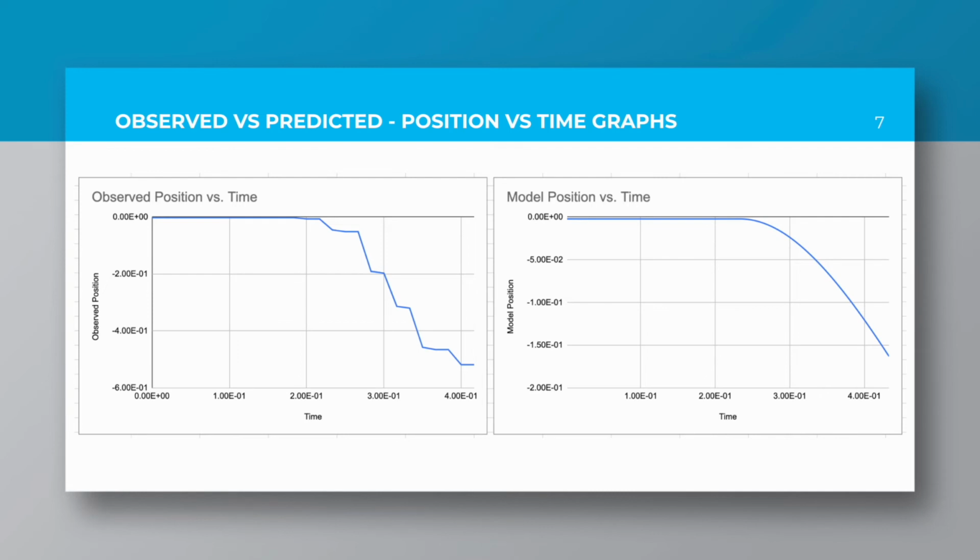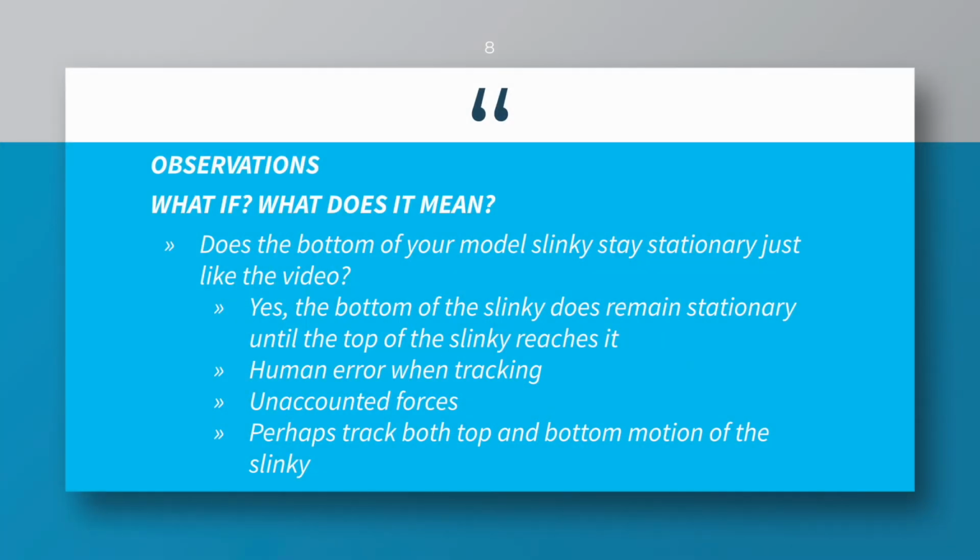After producing my computational model using GlowScript, here's a comparison between the observed and model position versus time graphs. The observed and predicted data differ a lot, as you can see over here. This may be due to human error when using Tracker for the observed data. Additionally, it may be due to unaccounted forces in the computational model. One way to make the data more accurate is to perhaps track the motion of both the bottom and the top of the Slinky.